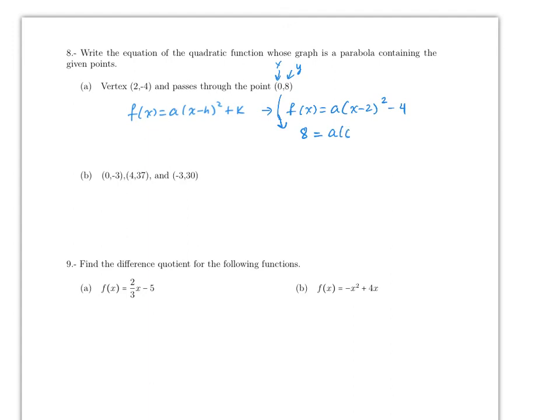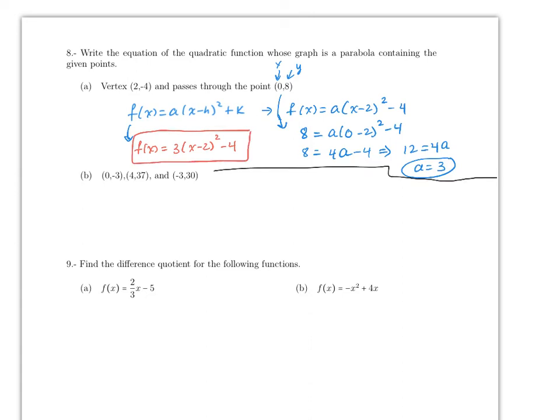The value for x is 0 minus 2 squared minus 4. So we have A equals 4A minus 4, which means that 12 equals 4A, or A equals 3. So the equation we end up with is f of x equals 3 times (x minus 2) squared minus 4. That's it.